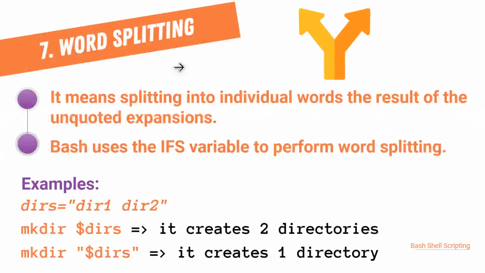To perform word splitting, Bash needs a delimiter, and it uses the IFS variable, which by default contains space, tab, and newline. IFS is short for internal field separator. If you want, you can change the delimiters by changing the IFS variable.